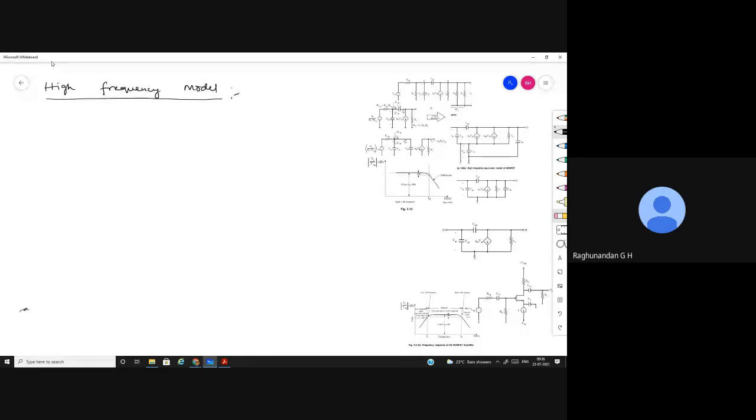So till now, whatever we have discussed, the equivalent circuits or equivalent models, they're all small signal equivalent models, where they mainly deal with low frequencies. And whenever we consider the lower frequencies, we will be ignoring some capacitances like stray capacitances or junction capacitances, which will have their own reactances.